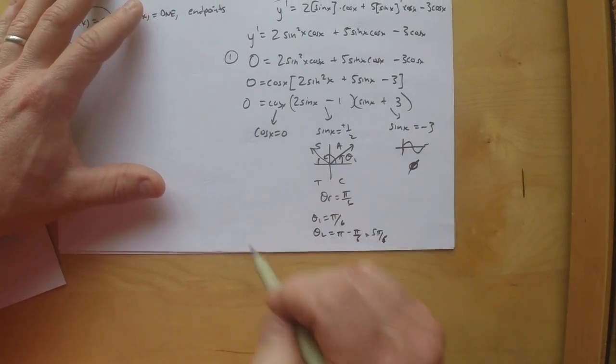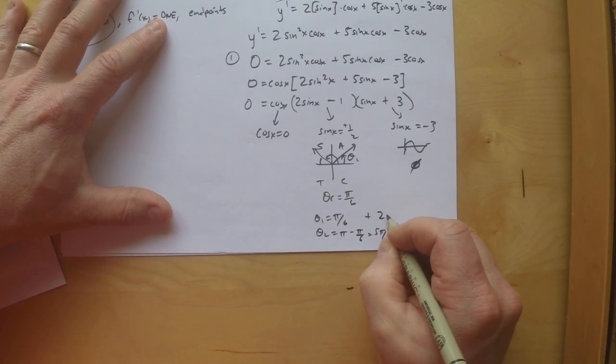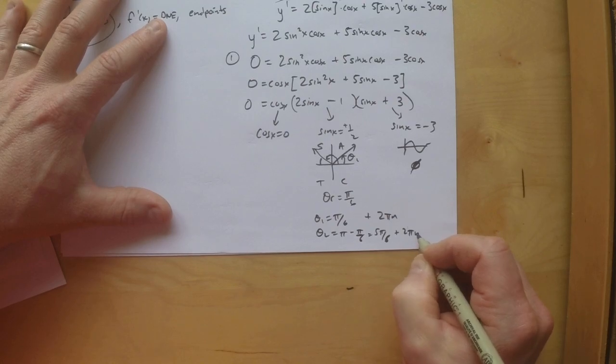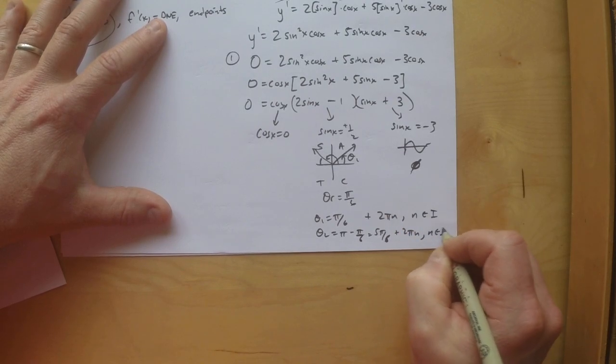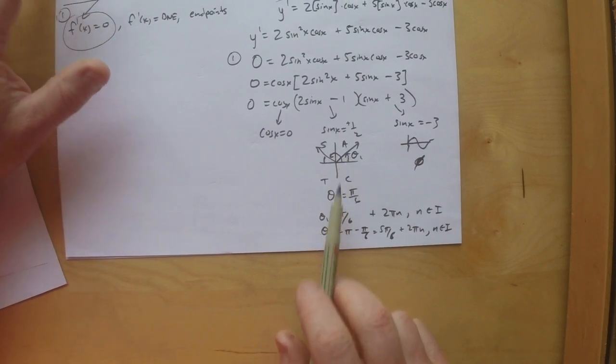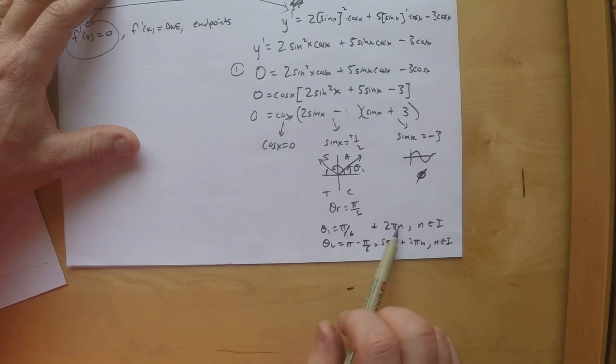But because we're dealing with multiple answers, you can add to both of these 2 pi n, the period of sine. Remember, n is an element of the integers. So there's a whack of critical numbers here. Every pi over 6 plus 2 pi n, and every 5 pi over 6 plus 2 pi n.